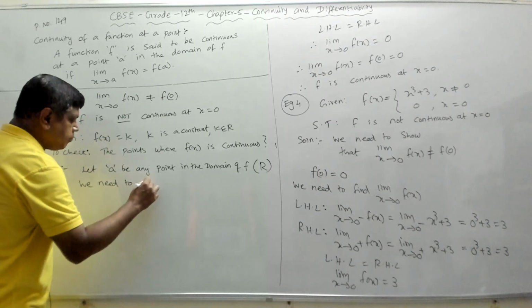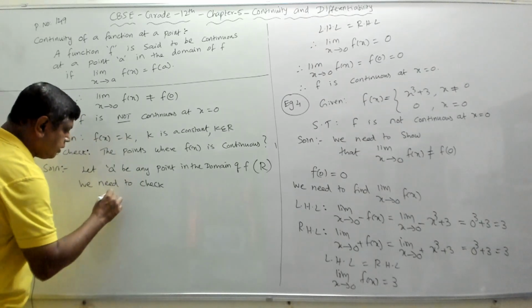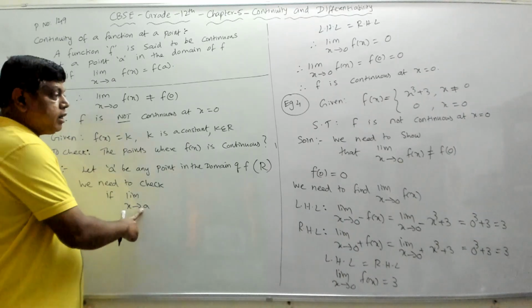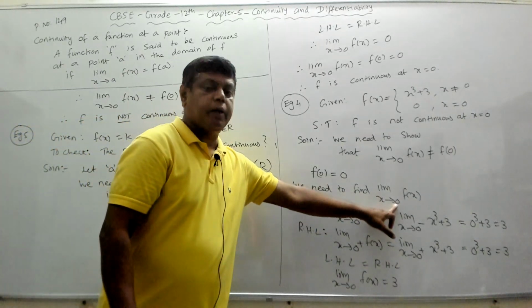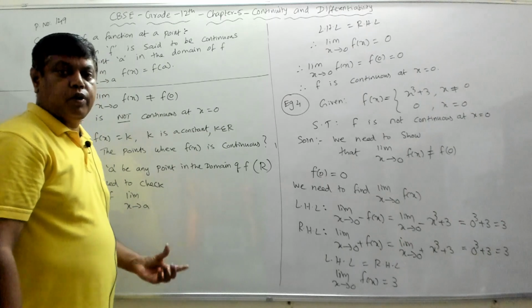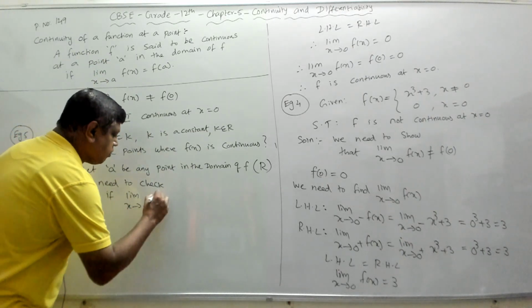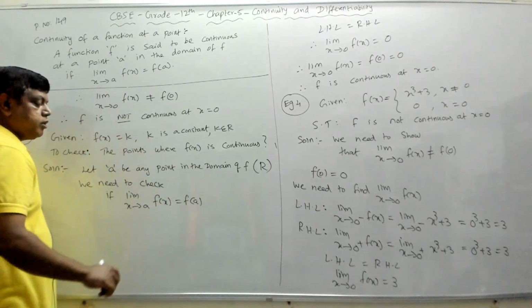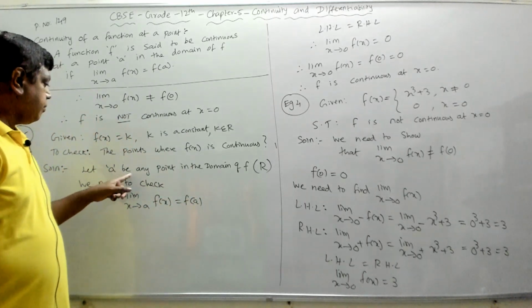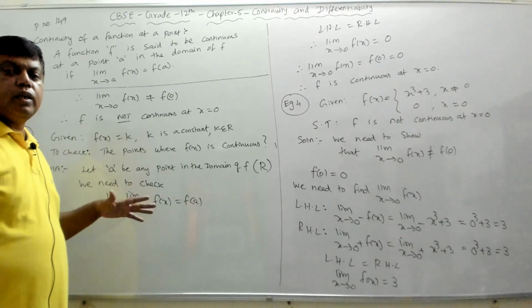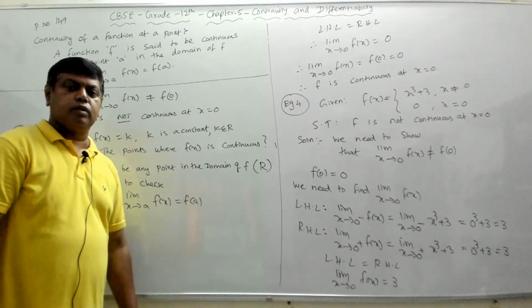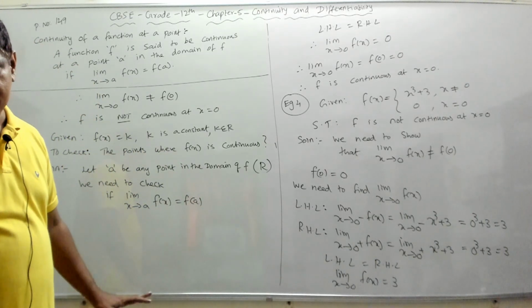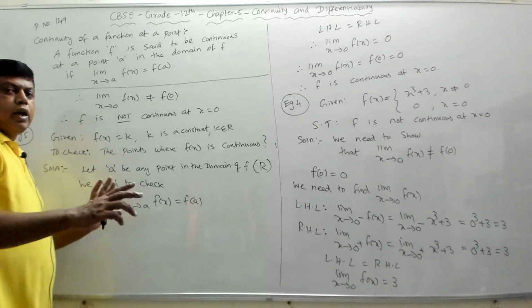We need to check if limit x goes to a. Here we can't put a particular value like what we had put here, that x goes to 0. We have to take the general point. Limit x goes to a, f of x, whether it is equal to f of a. If you prove that these two are matching for any a, then we will say that f is continuous at all points in the domain of f, or it is continuous at every real number.